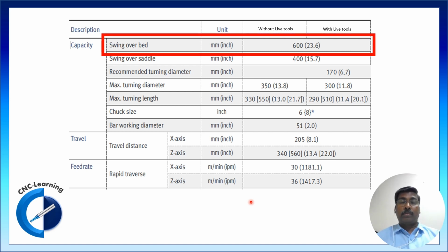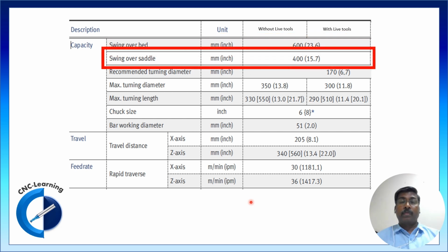Swing over bed. So this is the maximum diameter which can be held in the machine without fouling on the bed. So that is the maximum diameter. Now swing over saddle or swing over cross slide. This is the maximum diameter of the part which can run without fouling on the saddle. So what you are seeing in the bracket is in inches.